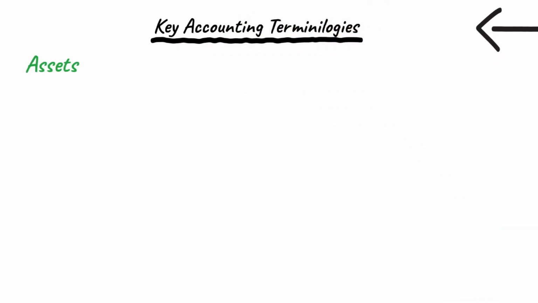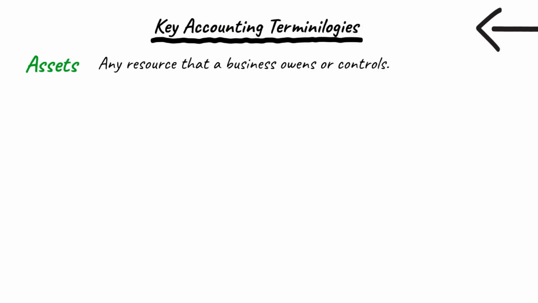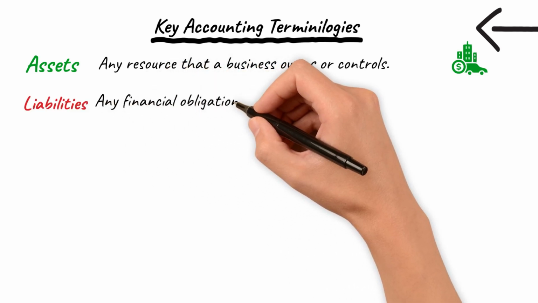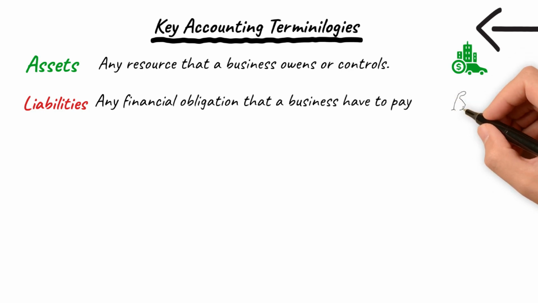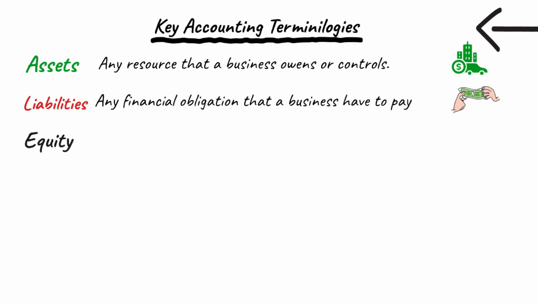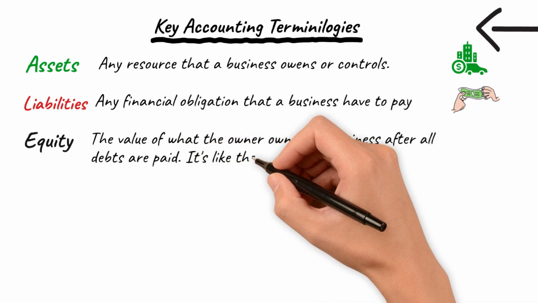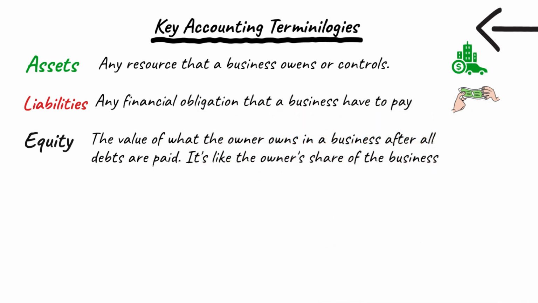First one we have is assets. Assets are any resources that a business owns or controls, such as cars, buildings, cash, etc. Then we have liabilities. Liabilities are any financial obligation that a business has to pay, such as a loan from a bank. The third one that you should know is equity. It is also known as owner's equity or capital. They're all the same. This is the value of what the owner owns in a business after all debts are paid. It's like the owner's share of the business.